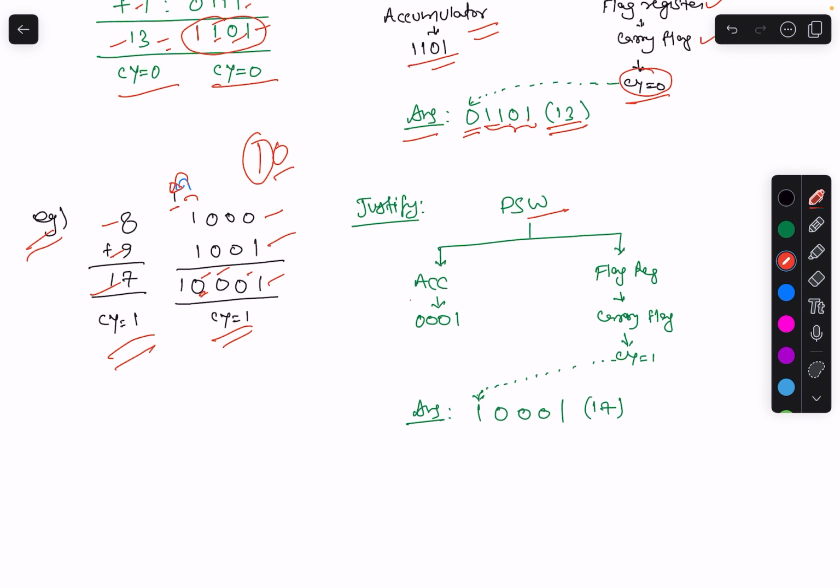So in the PSW we have the accumulator. This is a very important point, that in the accumulator we don't have all of this number, because in the accumulator we just have this 0001. One is stored in the carry, and the answer will be this carry and then the accumulator. So if you put carry, that is 1, in front of this accumulator, it will be 17. That is correct. So that's all for this video. Thank you so much.